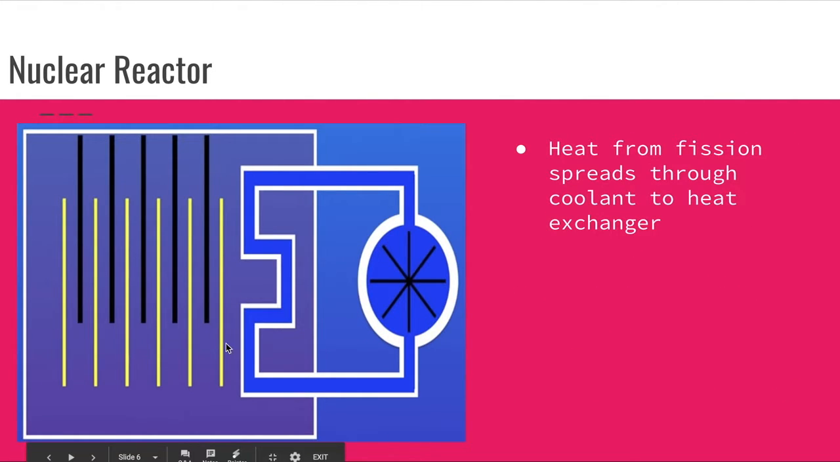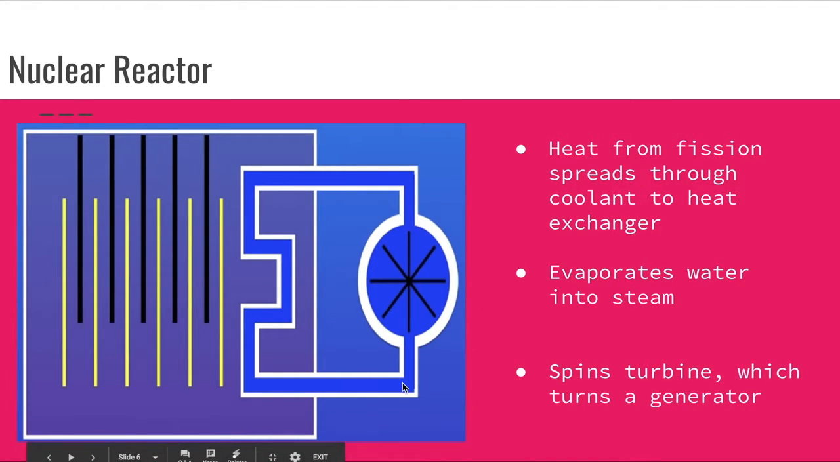And then heat from the fission is spread out through the coolant to the heat exchanger here, which contains water. And then we go to the generic process of producing electricity. The water evaporates into steam, which spins a turbine, which turns a generator, generating electricity.